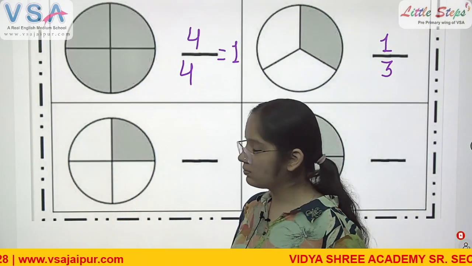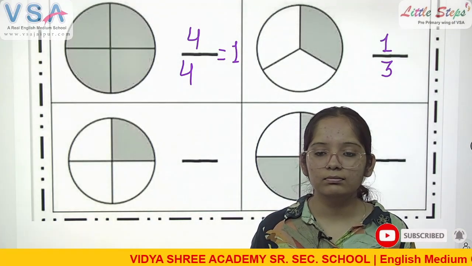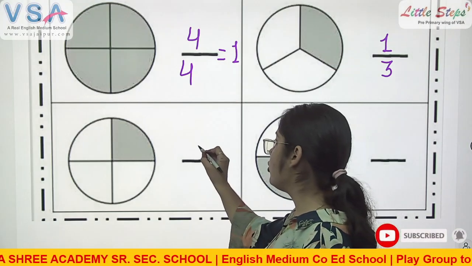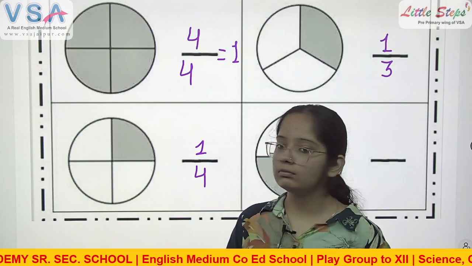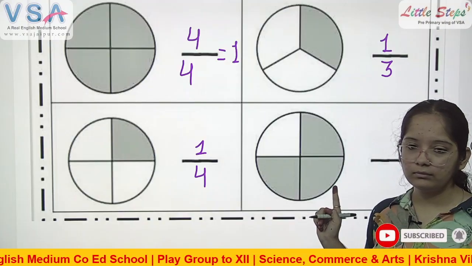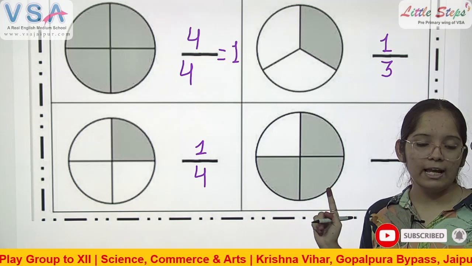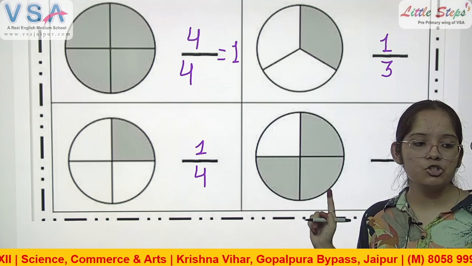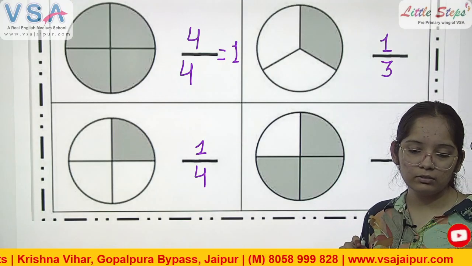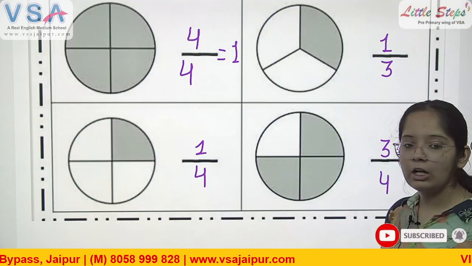This one? Shree, stand up. 1/4. 1/4 is also known as quarter. And this one? Anushka? 3/1. Ridvi? 3/4. Okay?